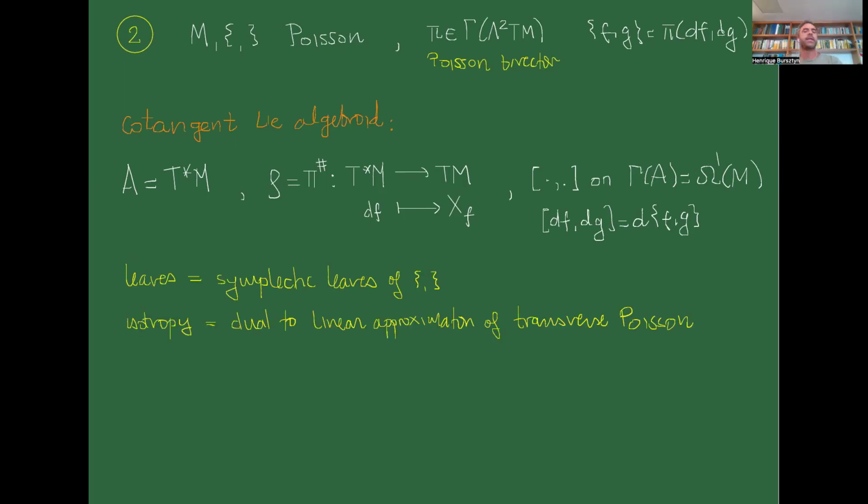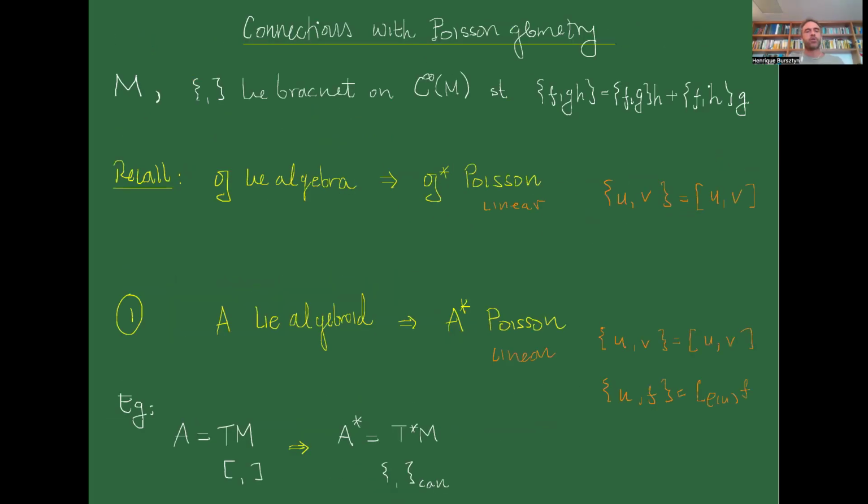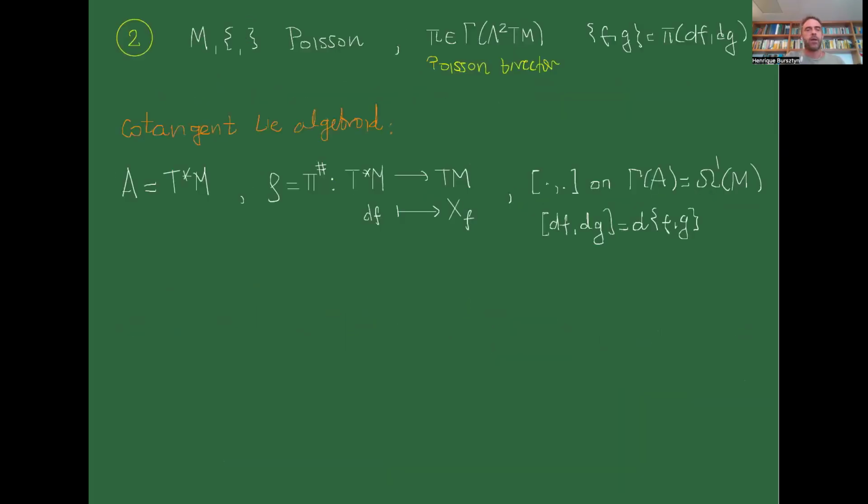And then in this case, the leaves of the algebroid are the so-called symplectic leaves of the Poisson structure. And the isotropies, which are these Lie algebras that you attach to each point, are the Lie algebras dual to the linear approximations of the transverse Poisson structures, for those who know what they are. I described two ways that connect Lie algebroids with Poisson structures. One starts from a Lie algebroid and dualizes it, giving you a special type of linear Poisson bracket. And the other starts with any Poisson manifold whatsoever and constructs a Lie algebroid on its cotangent bundle.